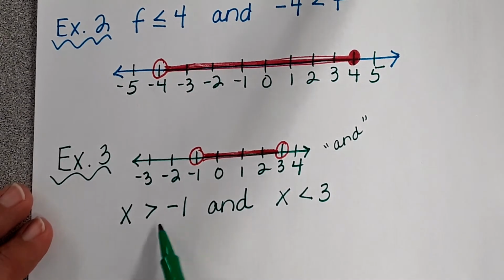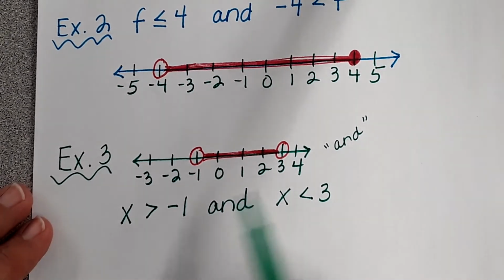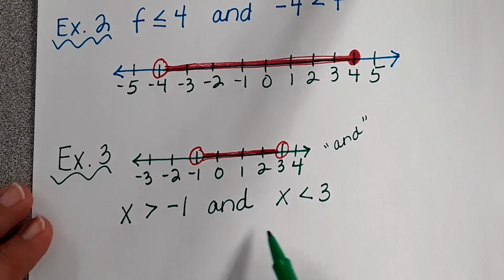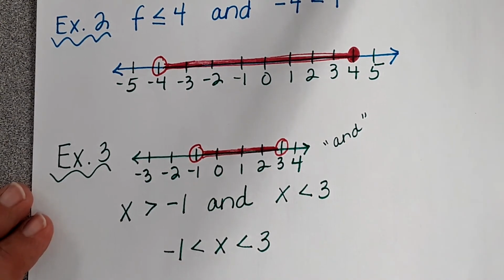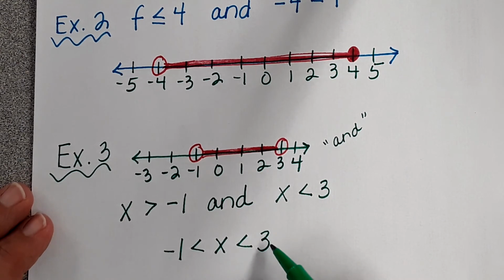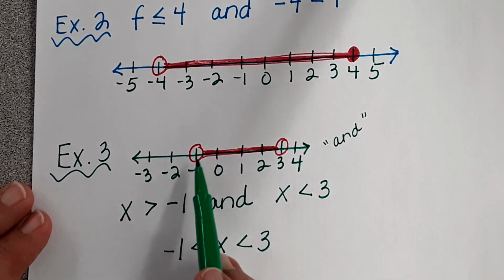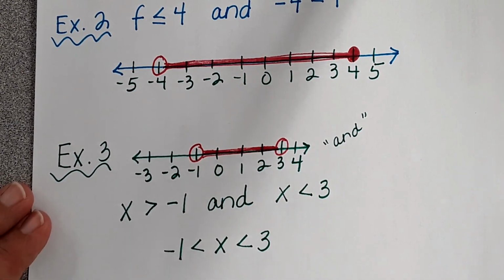So sometimes I'm going to show you another way. Instead of writing it with the word AND, we can put X. We know that X is in between -1 and 3. That's another way you can write it, and a lot of times you'll see it this way. The reason you know this is an AND is because you have a starting point and an ending point.